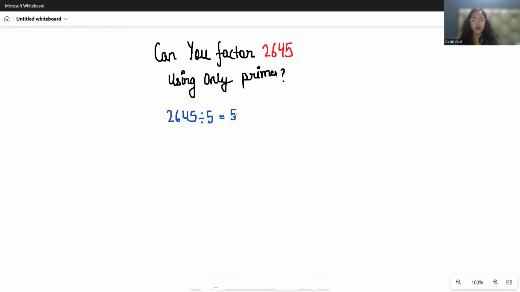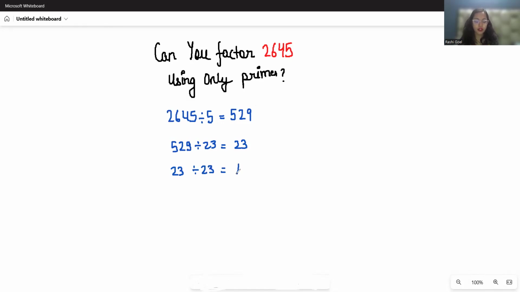So this gives us 529. Now 529 is the square of 23. So it cannot be divisible by any number other than 23. So we'll go with 23. This gives us 23. And 23 divided by 23 is 1.